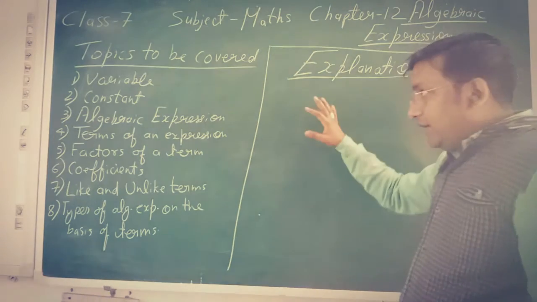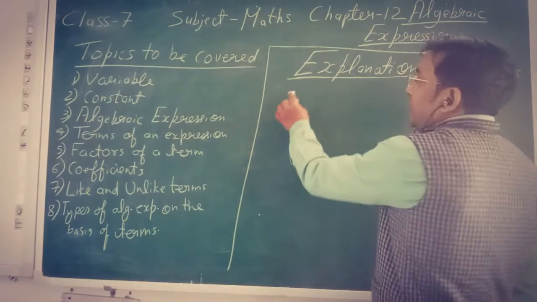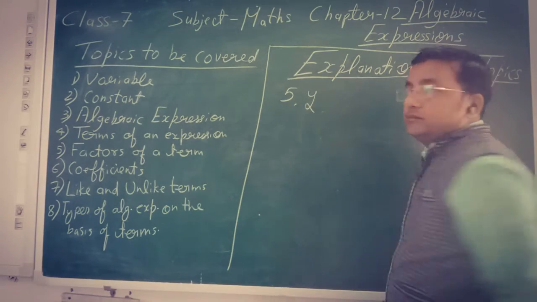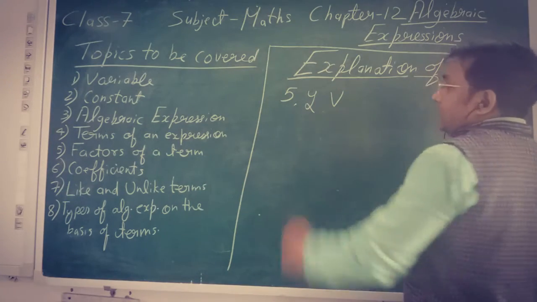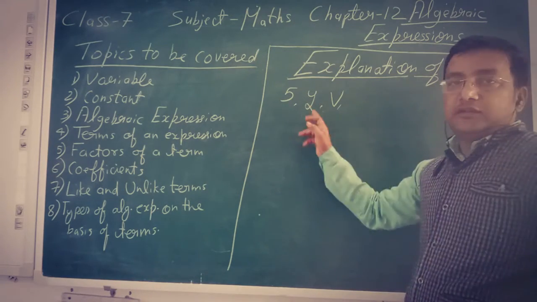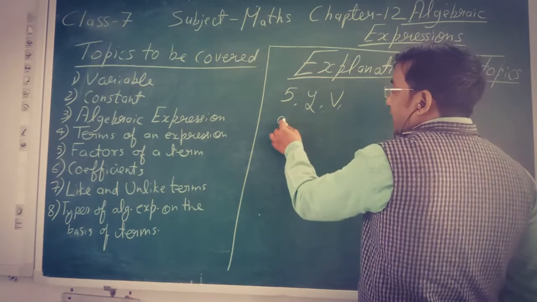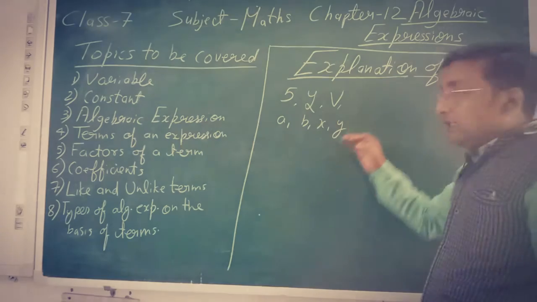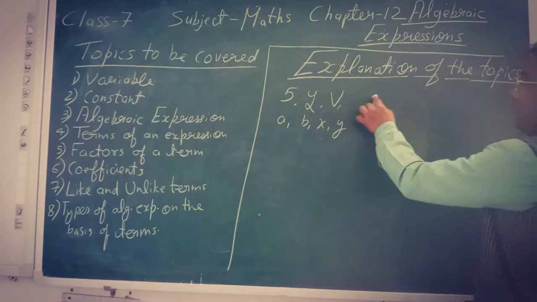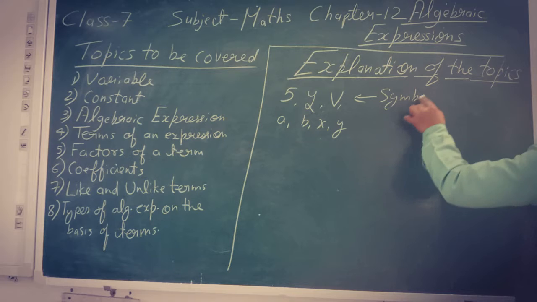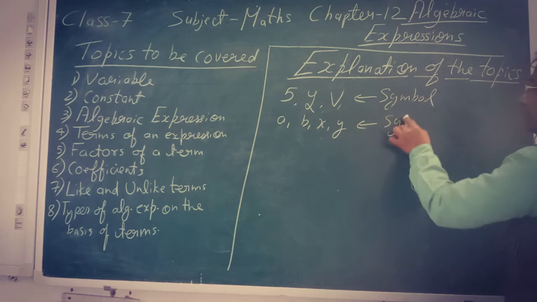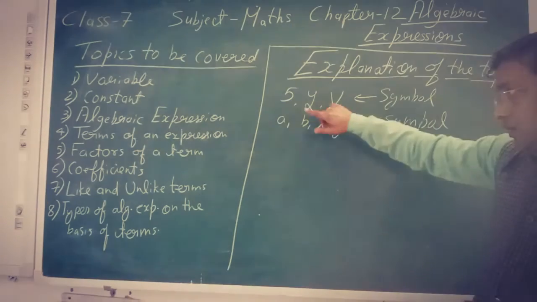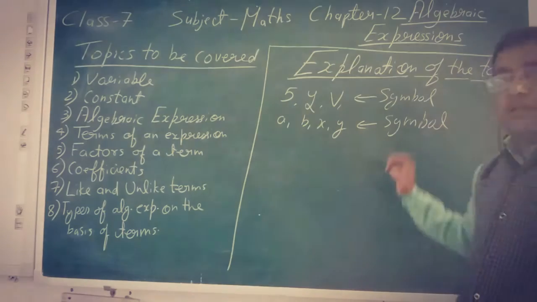Okay, in maths, if I have to write 5, I write 5 like this. 5 is also written like this. These are the symbols. If I have to write alphabets, I write A, B, X, Y like this. These are the ways of writing. This is also a symbol, and this is also a symbol. Both these symbols are used in maths. But there is a difference between these two symbols.